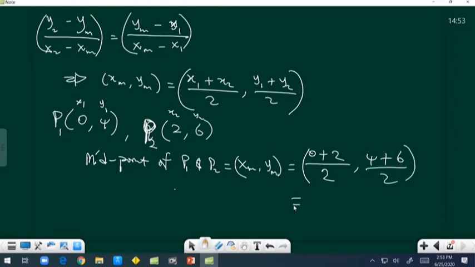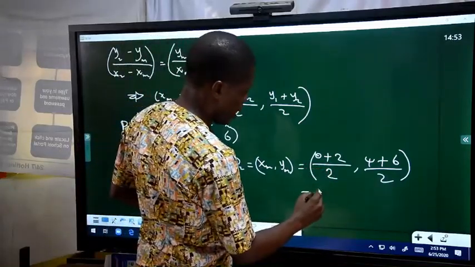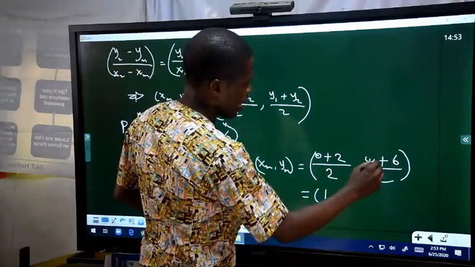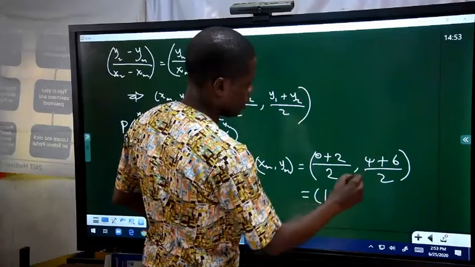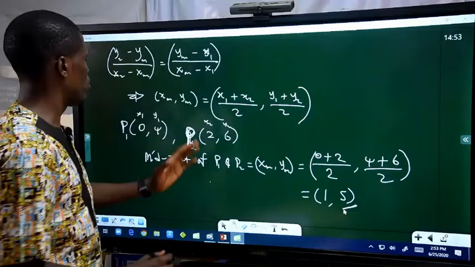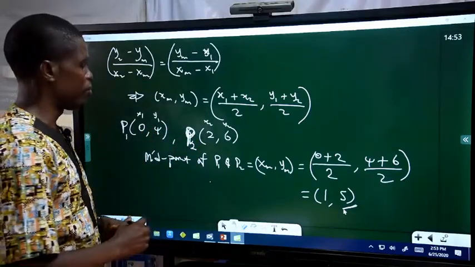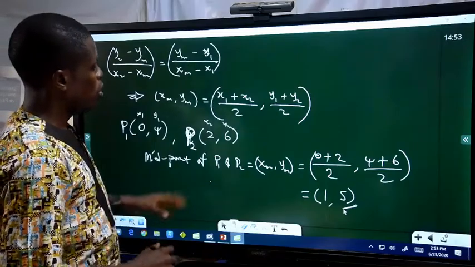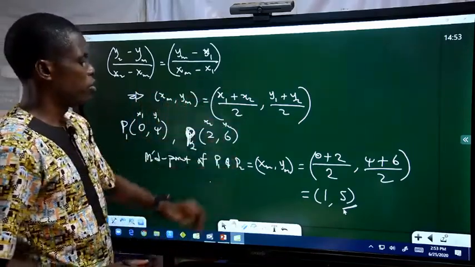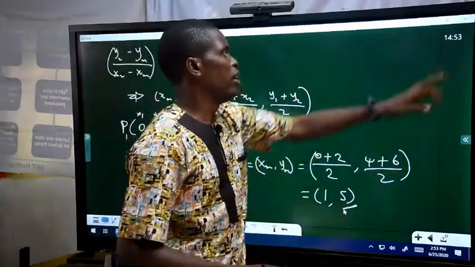Finally, 0 plus 2 divided by 2 is equal to 1. For the second, 4 plus 6 is 10, divided by 2, we have the answer as 5. So this is the midpoint between the points P1 and P2, whose coordinates are given. We can use the midpoint theorem to find the center or the midpoint coordinate by using this concept.